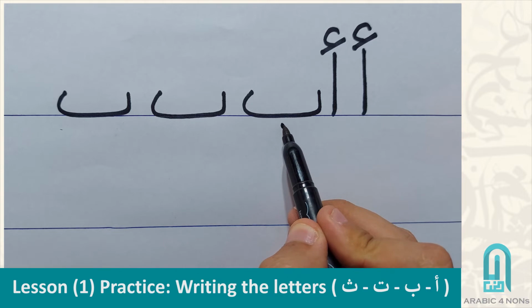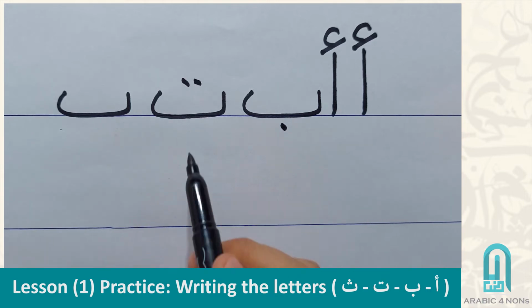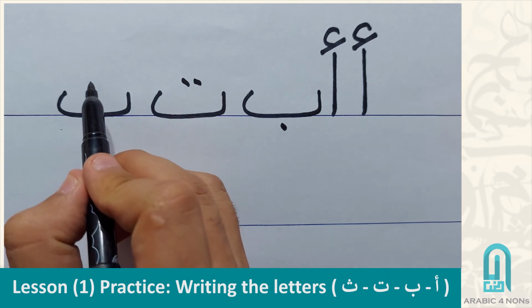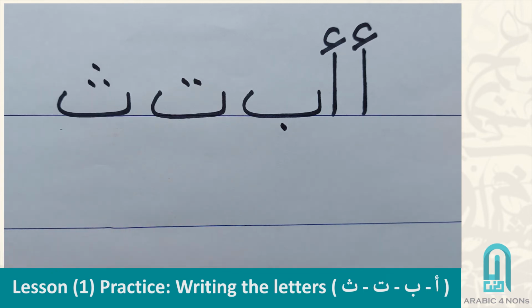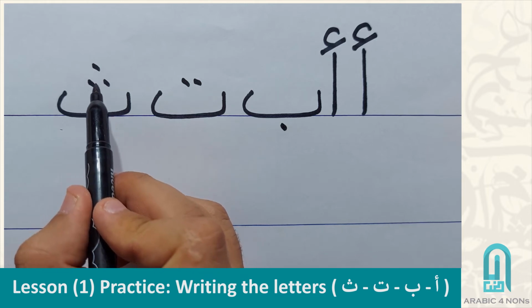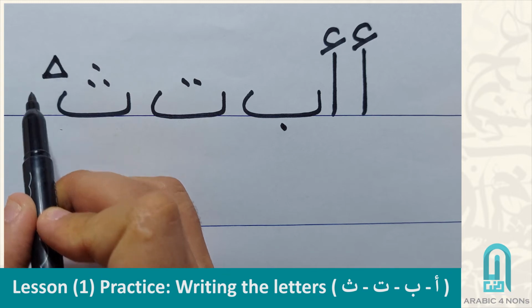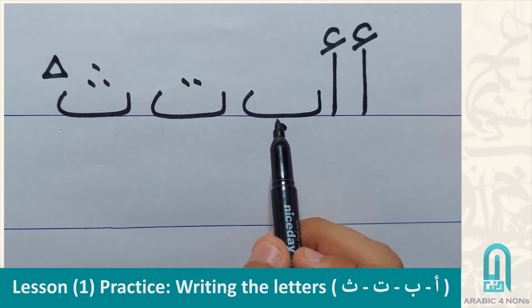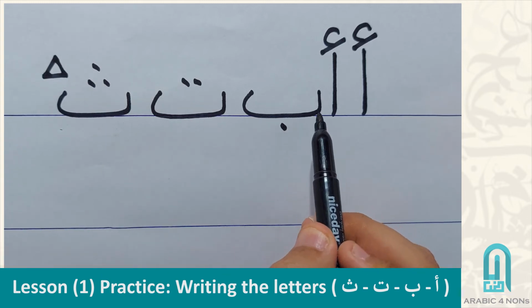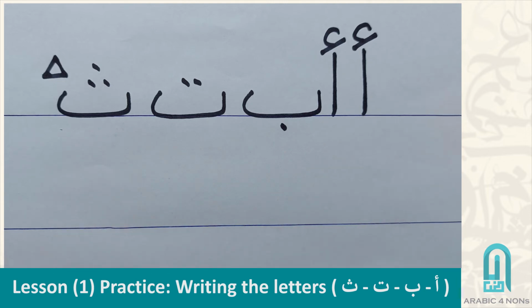Letter B has a single dot below the line. Letter T has two dots on top, and letter Th has three dots on top. And these three dots form a triangular shape. If you connect them, you'll have a triangle. And one more thing about these three letters, the boat is fixed exactly on the line, as you can see. Okay, let's do them one more time.